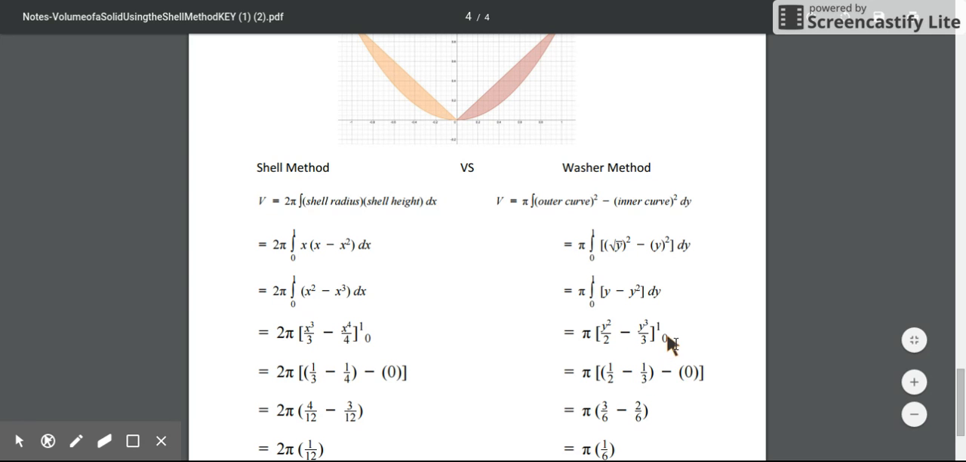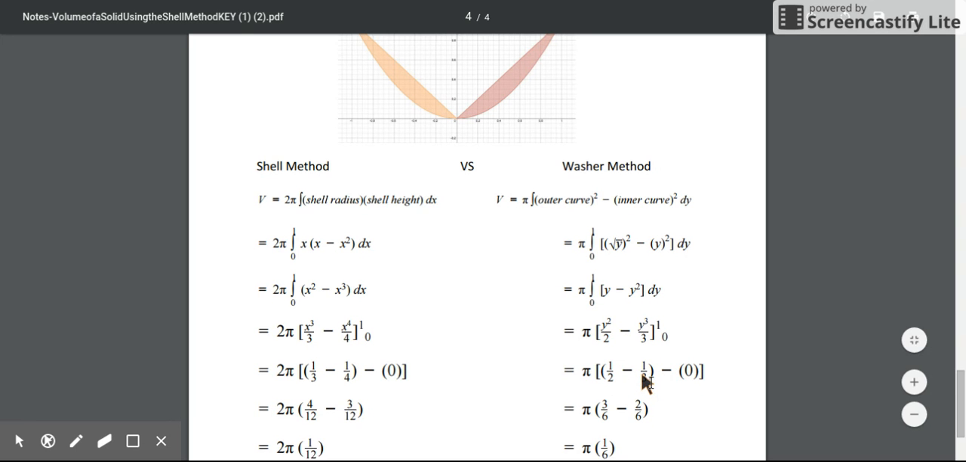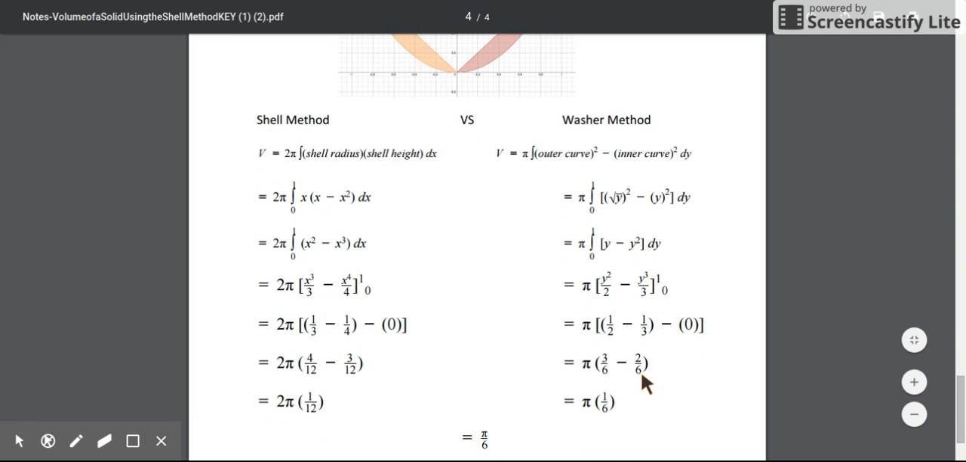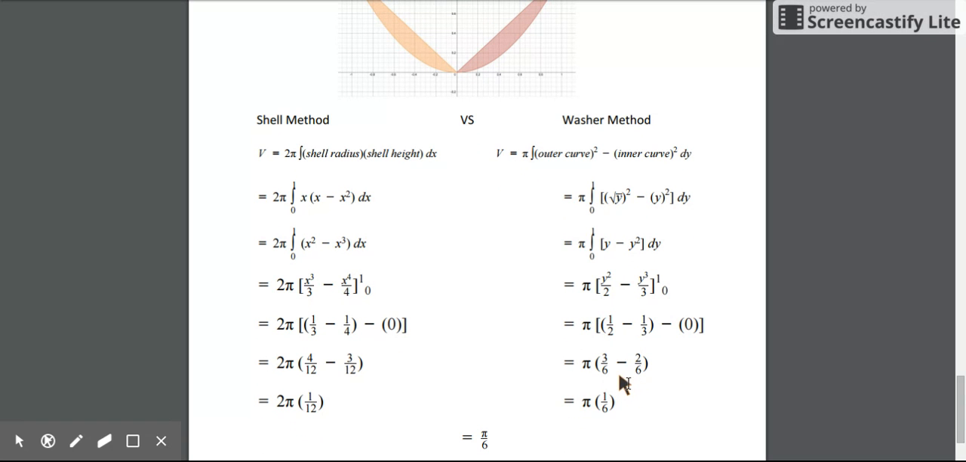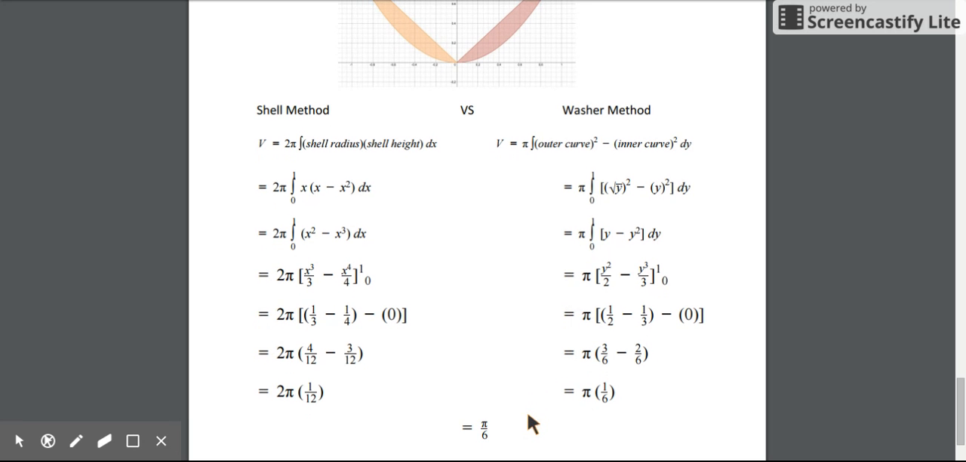We're going to evaluate it at 0. And we just get minus 0. We don't care about that. So we're just doing this subtraction here. We can get a common denominator to do it in fraction form and get 3/6 minus 2/6, which is 1/6. And finally multiply it by that pi that was waiting for us the whole time, and we get pi over 6, the exact same volume.